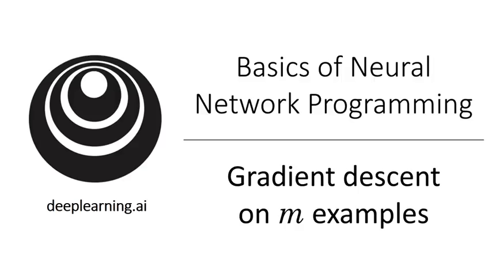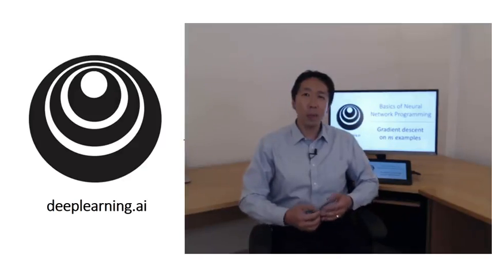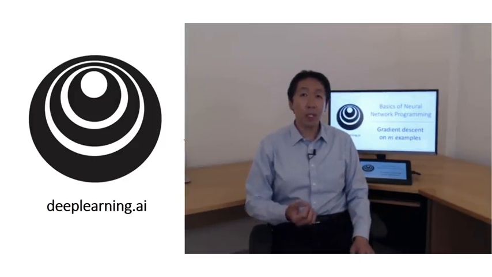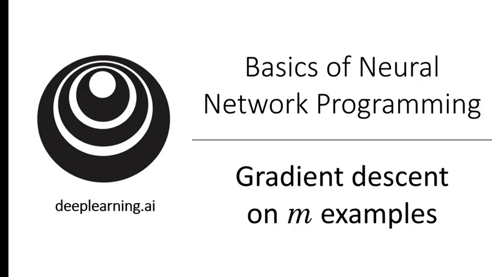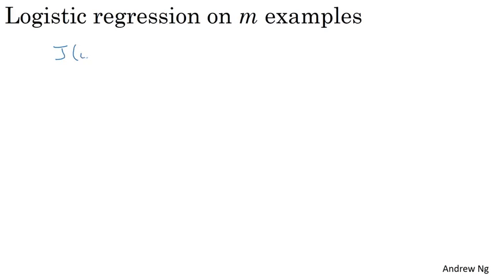In a previous video, you saw how to compute derivatives and implement gradient descent with respect to just one training example for logistic regression. Now we want to do it for m training examples. To get started, let's remind ourselves of the definition of the cost function J. Cost function J(w, b), which you care about, is this average, right?